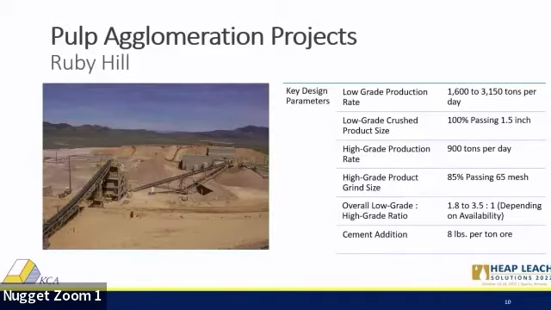The next project is the Ruby Hill mine in Nevada. Ruby Hill is a long operating mine. However, pulp agglomeration was introduced in 1997. At Ruby Hill, low grade ore was processed at the rate at which it was available, which was generally in the 1,600 to 3,150 short ton per day range.